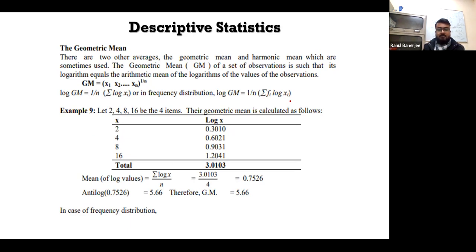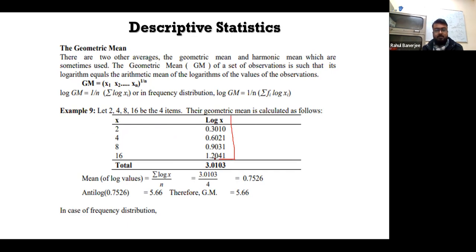Let me give you an example instead of going into much more mathematics of the geometric mean. Suppose there are 4 items: 2, 4, 8, 16. How do we calculate the geometric mean? We need to convert them into their logarithmic values. So we take log 2, log 4, log 8 and log 16, and then find the total of this.